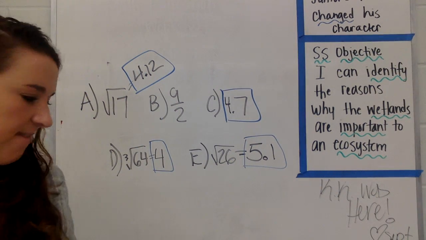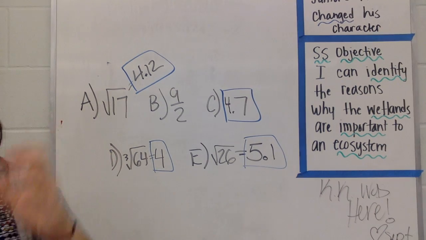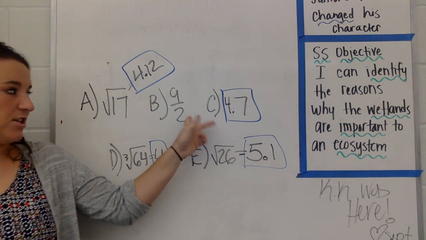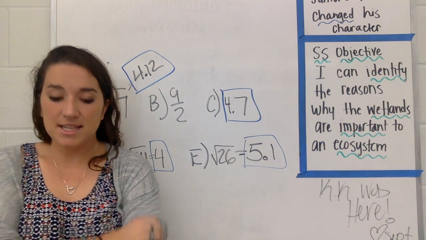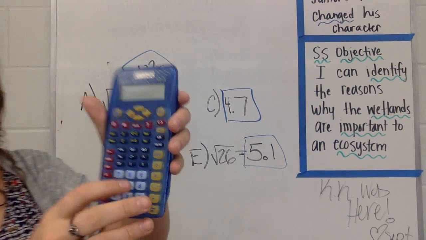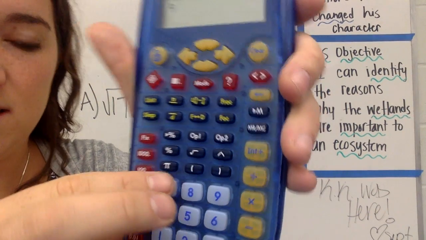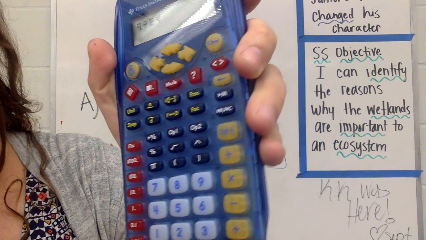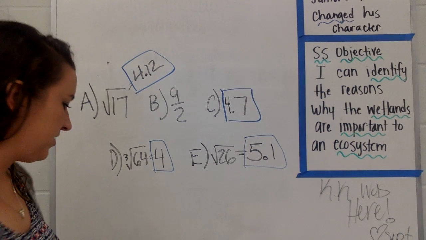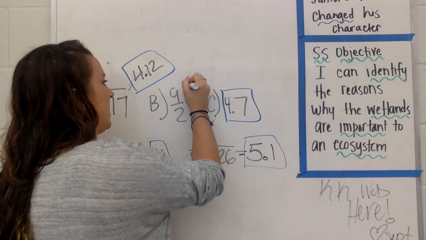And lastly, we have 9/2. How can I solve 9/2? What does this fraction bar mean? Yeah, it means division. So I can solve this by just doing 9 divided by 2. And you will get 4.5. So now we have our final number ready to be ordered.